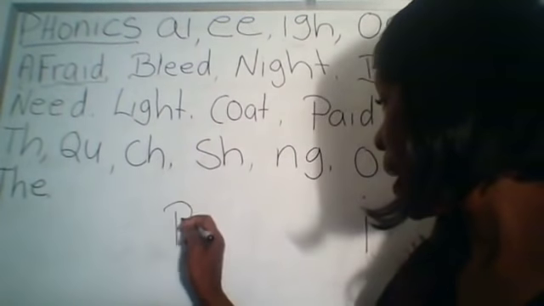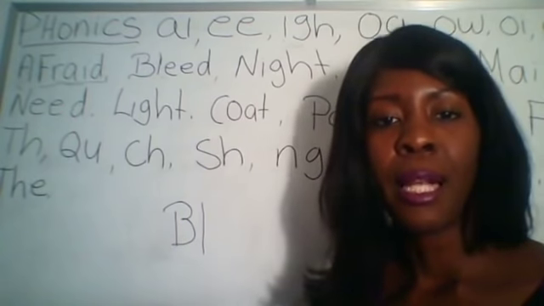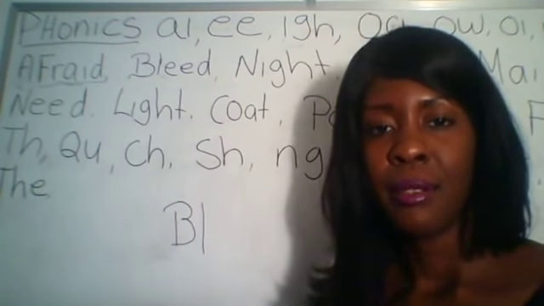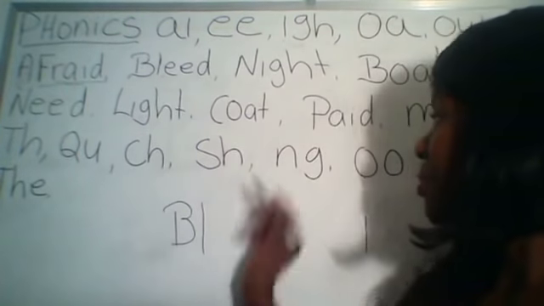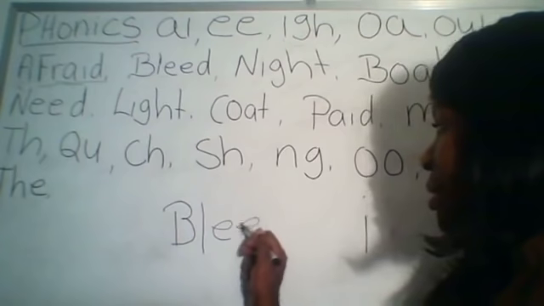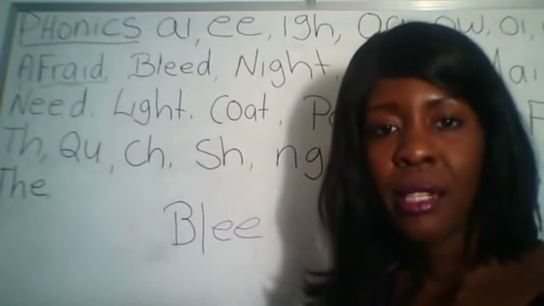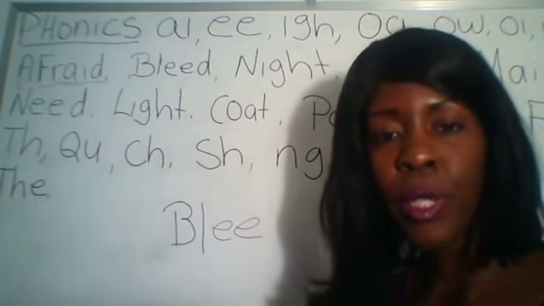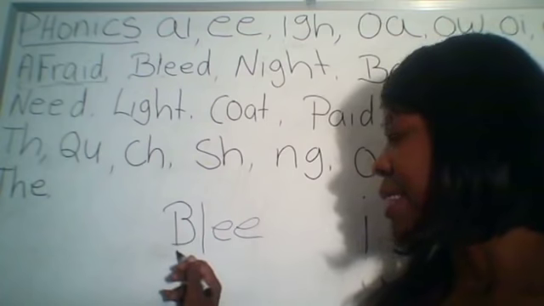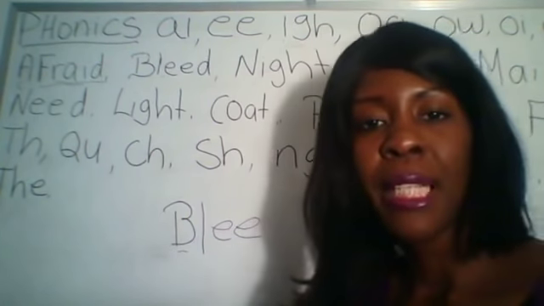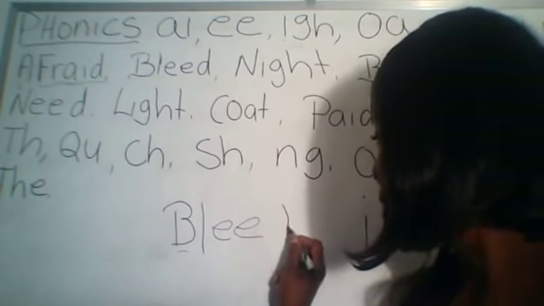Now the letter L gives you the L sound, okay? If you put B and L together, it gives you the sound bl, bl, bl. Remember, two E's together: you don't say E, you say ee, because there are two E's, okay? And then, if you're trying to say it, you're going to say blee, blee, blee, okay?